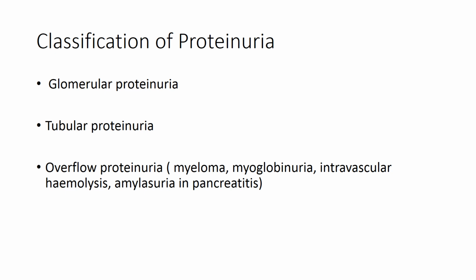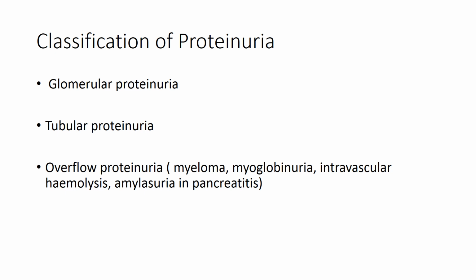Tubular proteinuria occurs because the tubular cells are dysfunctional for whatever reason, and because of that, they are unable to take up the low molecular weight proteins that are passed into Bowman's space in the ultrafiltrate. As a result, low molecular weight proteins such as transferrin, retinol-binding protein, and beta-2 microglobulin begin to appear in greater quantities in the urine.